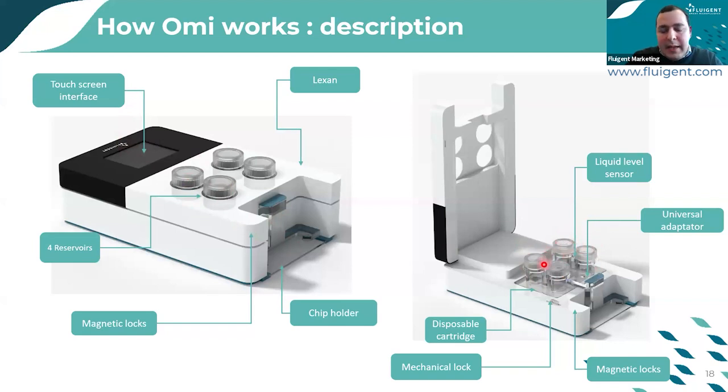And it comes in a sterilized packaging in order to guarantee the stability of the system. You will have the universal adapter in order to choose which flow rate you would like, the range of flow rate that you would like to work with, and a chip holder where you can connect the microfluidic chip with it.